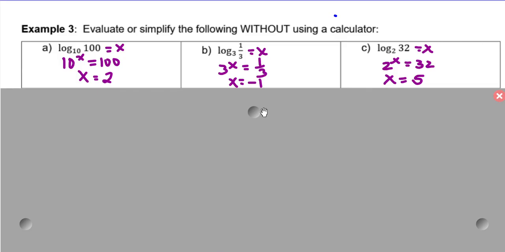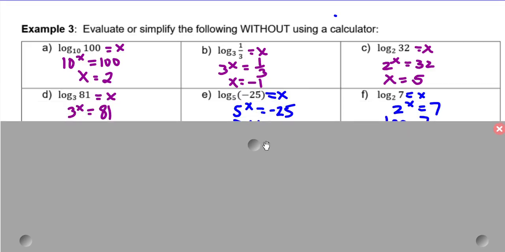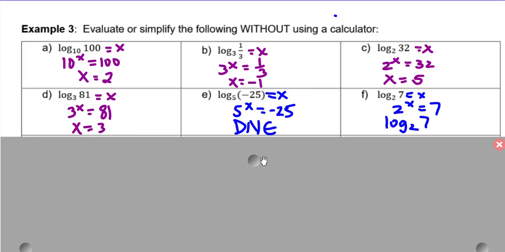C, log base 2 of 32. So 2 to the x power is equal to 32. x is equal to 5. D, log base 3 of 81 is equal to x. 3 to the x power is equal to 81. x is equal to 3.